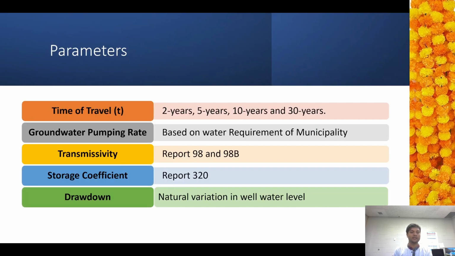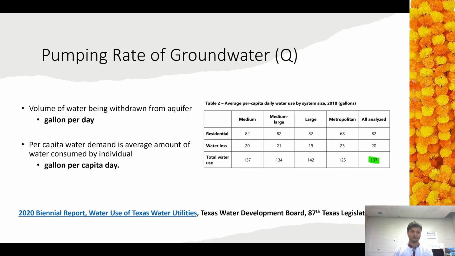Looking into the parameters, we required five parameters to find out our wellhead protection area. The first is time of travel, for which we used 2 years, 5 years, 10 years, and 30 years. For groundwater pumping rate, we calculated it from the water requirement of a municipality. For transmissivity, we used report 98 and 98B from the Texas Water Development Board. For storage coefficient, we used report 320 from the Texas Water Development Board. And for drawdown, we calculated it from the natural variation in well water level.